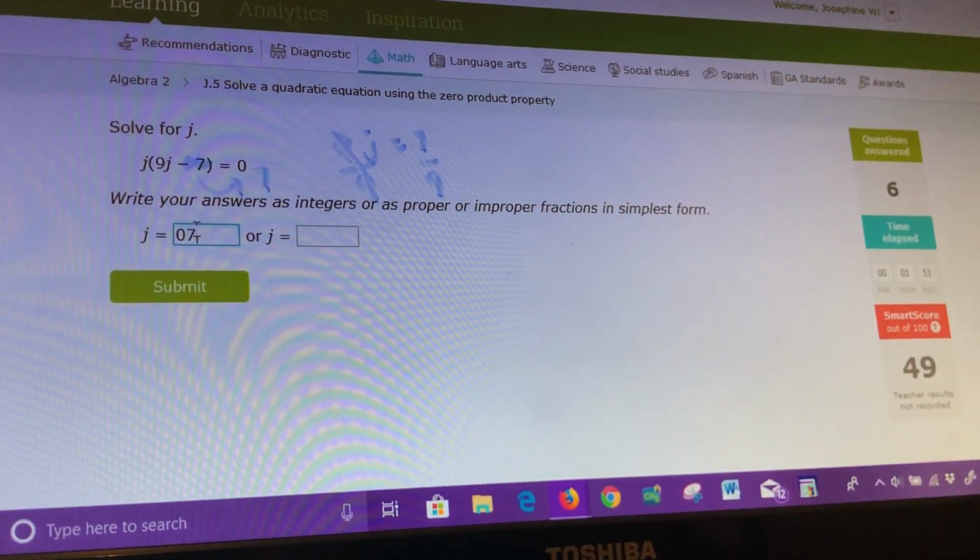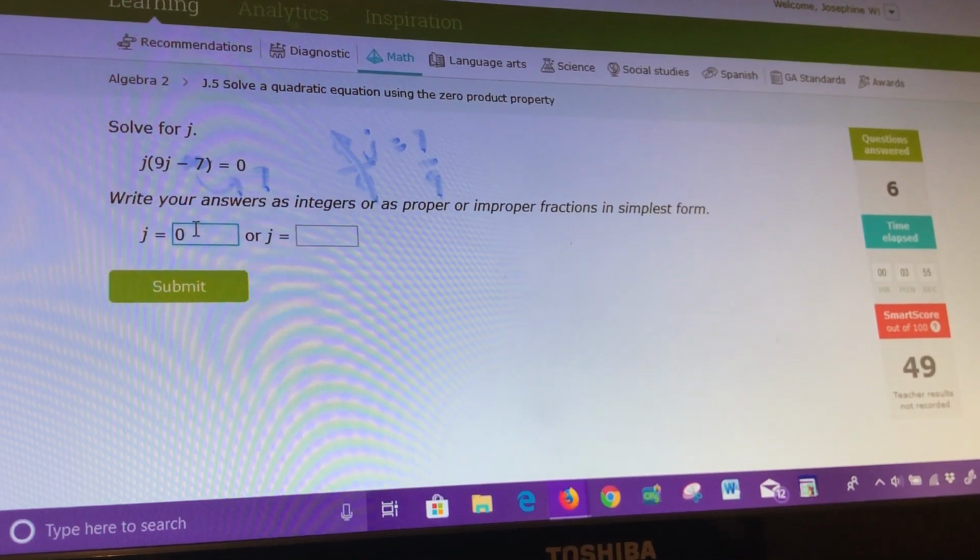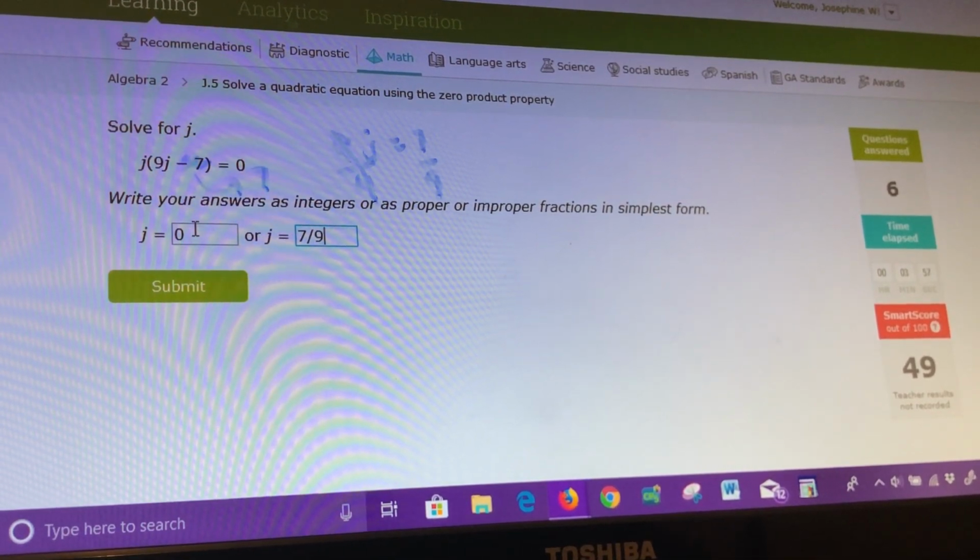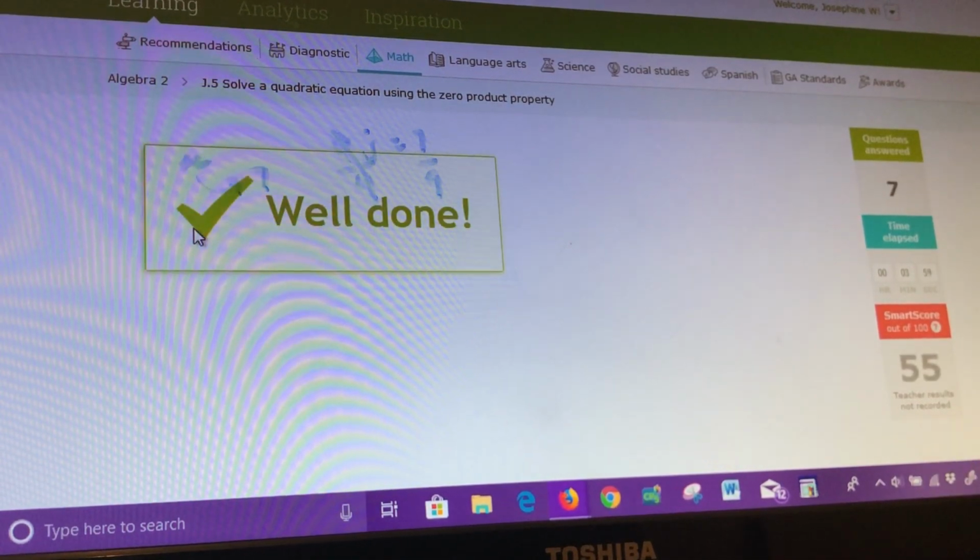All right, again, this is equal to 0. So the first one is 0. And this is equal to 0. So take this to the other side. It's going to be 7, right? Then you're going to have 9j equals 7. Divide by 9, and then simplify. I can't simplify that, so it's 7 over 9. Okay, so you're just solving equations, basically.